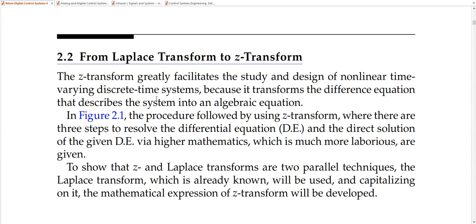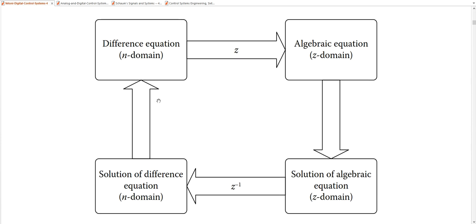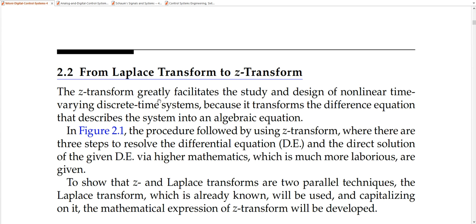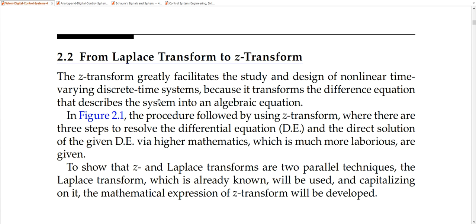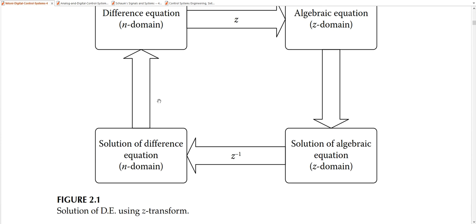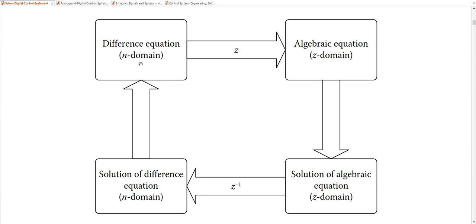So from Laplace transform to Z transform, this is the process of solution of difference equations using the Z transform. From the difference domain, n domain, to the z domain, that's the Z transform. Then from the z domain back to the n domain, that's the inverse Z transform, Z to the negative 1.